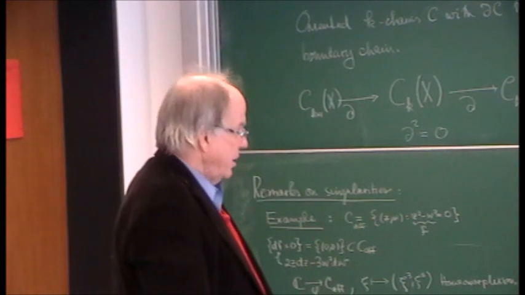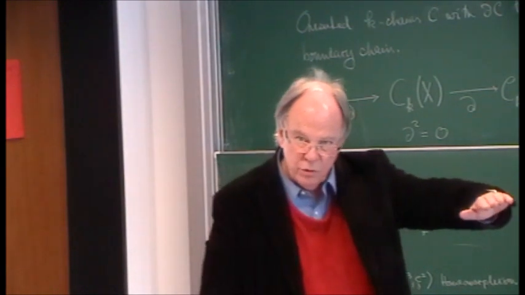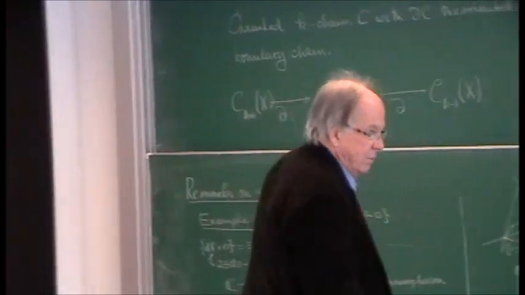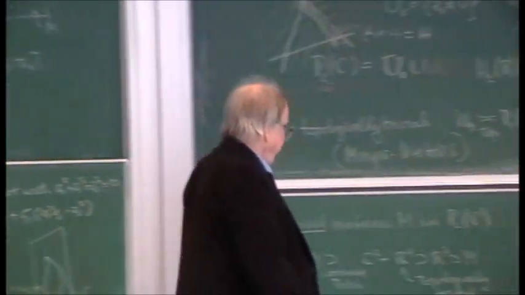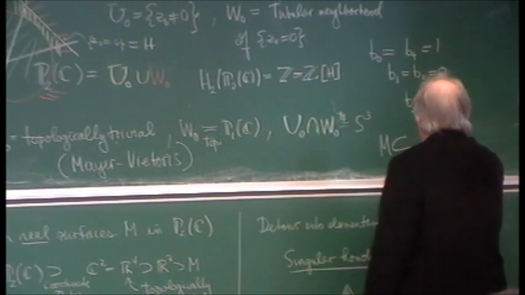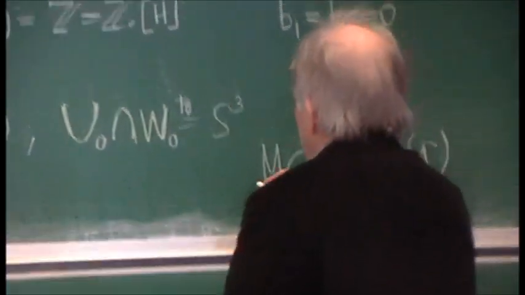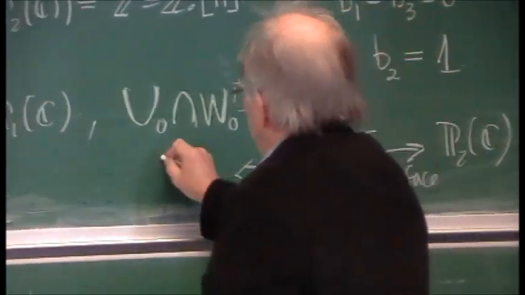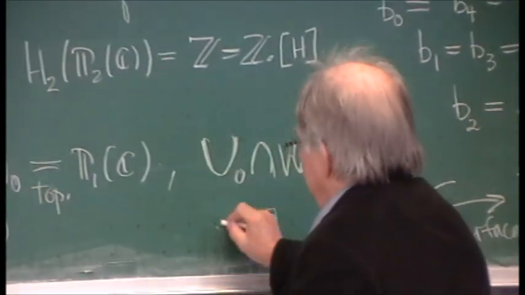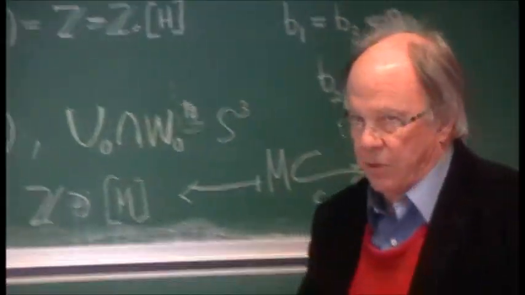And now what does it mean topologically non-trivial? It means that if you have a surface in P2, its homology class is non-trivial. So if you have a surface in P2, it has a homology class. This gives you a homology class, which using this description of homology is an element of Z. And this number is called the degree of the surface.